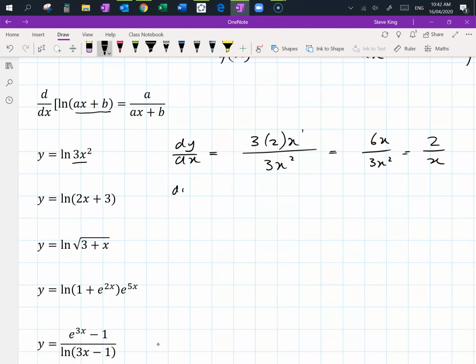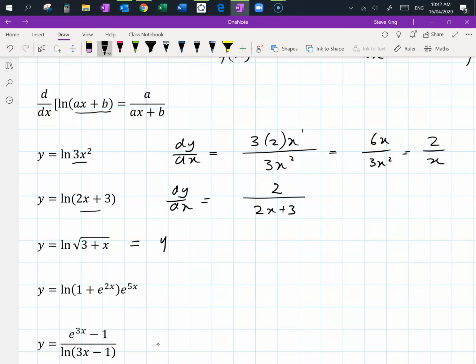If I take a look at my next one, dy dx, I take the derivative of this part over here. So the derivative of 2x is simply going to be 2, and I'm going to divide it by the function itself there. That's going to be 2x plus 3.